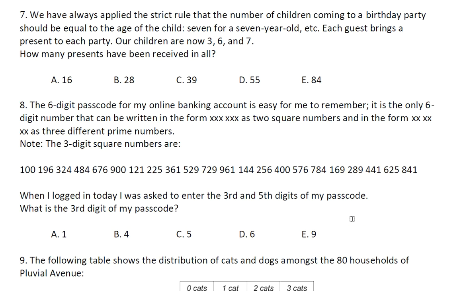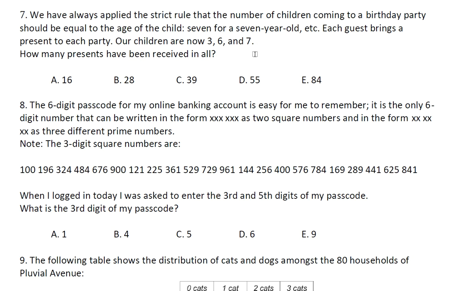We have always applied the strict rule that the number of children coming to a birthday party should be equal to the age of the child. 7 for a 7-year-old, etc. Each guest brings a present to each party. Our children are now 3, 6, and 7. How many presents have been received in all?